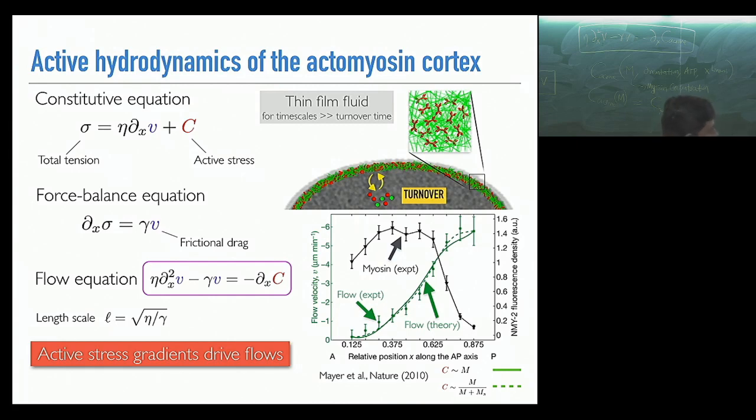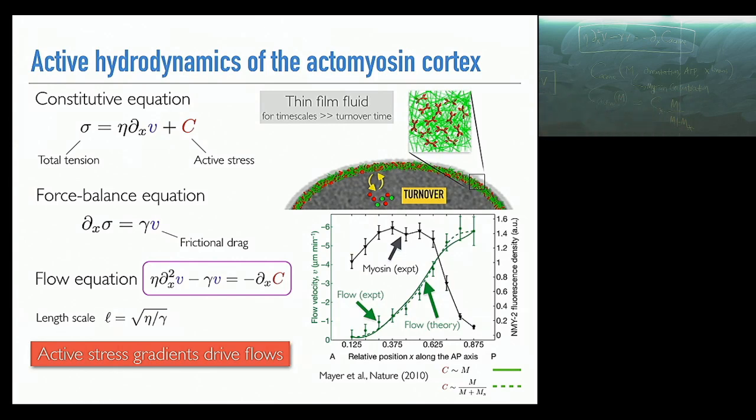The motivation for this active saturating form is basically to say that as you increase the myosin motors, the active stress does grow. But then it can't grow infinitely. There'll be some steric constraints. You can't put too many myosin, so it will saturate after some time.